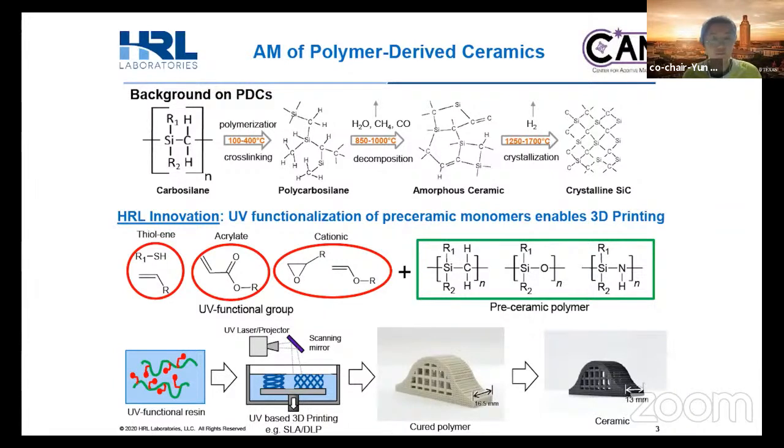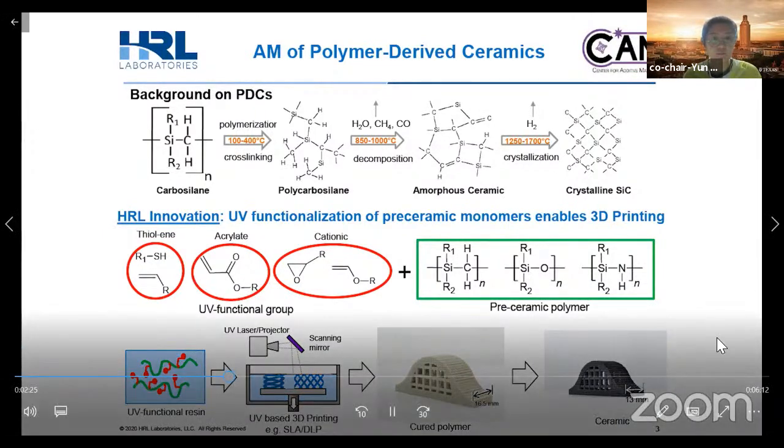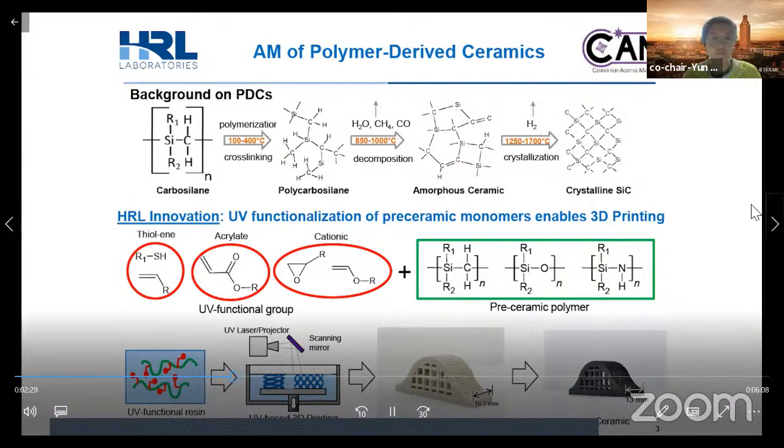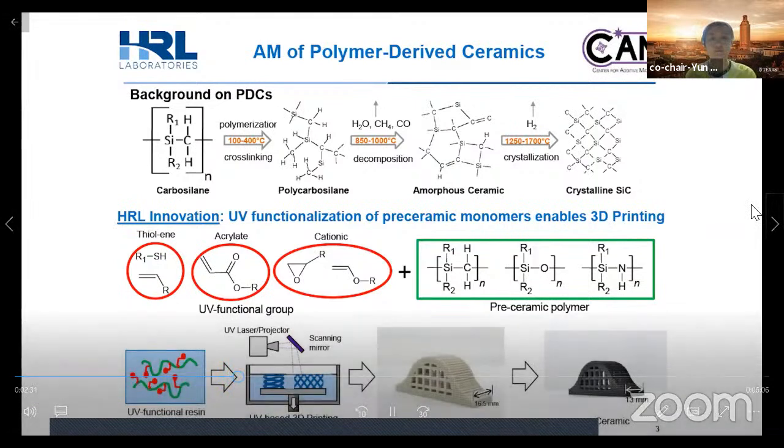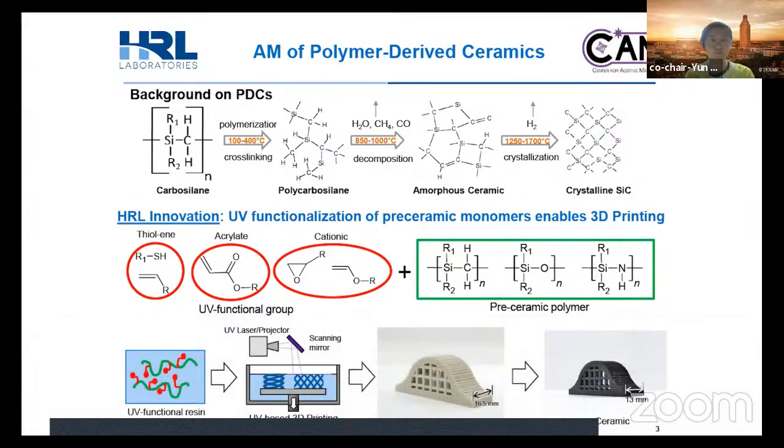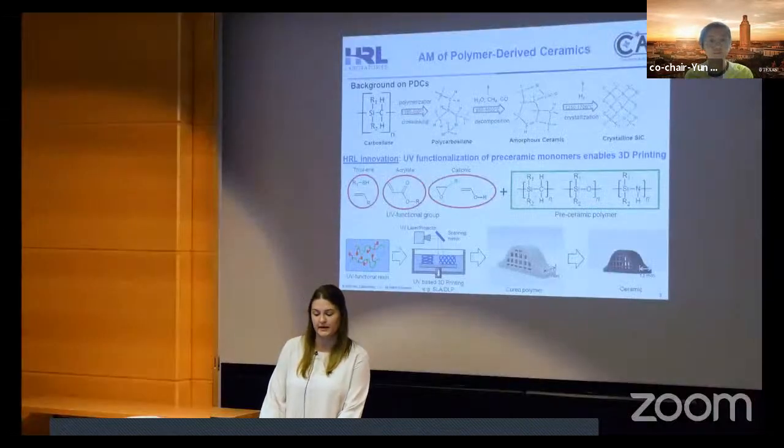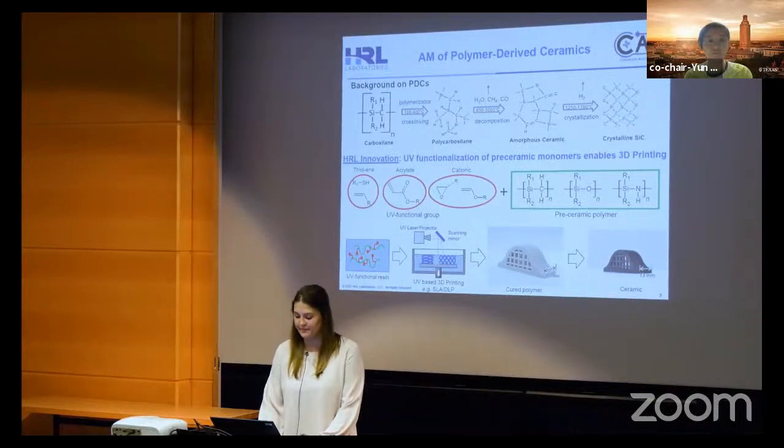Our team's innovation at HRL Laboratories has enabled the use of these pre-ceramic polymers in commercially available 3D printers. When you add a UV functional group to the pre-ceramic polymer, you're able to facilitate cross-linking through UV curing as opposed to thermal curing. This UV functional pre-ceramic polymer can then be used in stereolithography and digital light processing systems to make polymer parts in a wide range of geometries. You then take that polymer part, pyrolyze it, and it will yield a fully ceramic part.